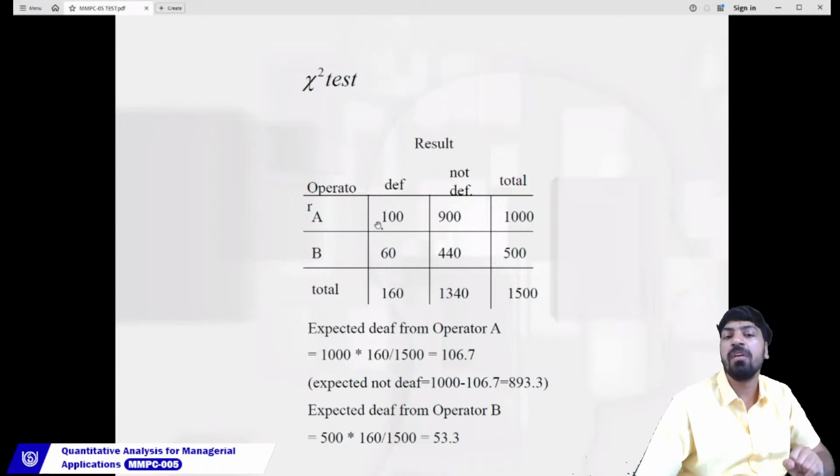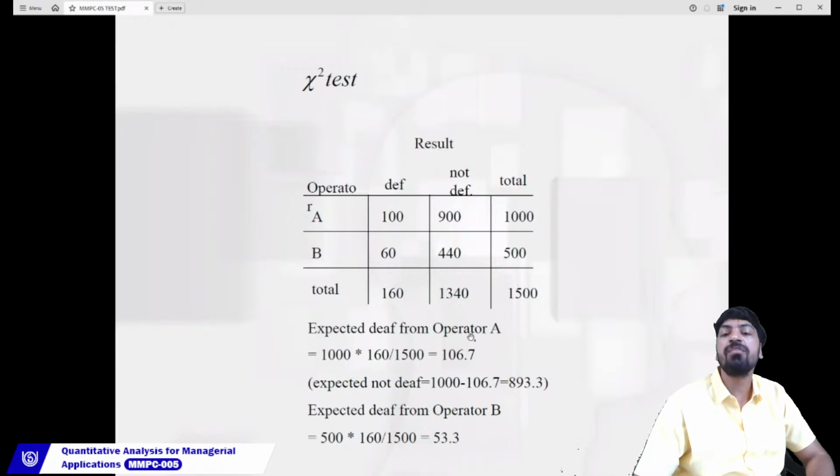What is the formula of expected frequency? It is row total times column total divided by grand total, that is 1500. So 1000 times 160 divided by the grand total 1500 gives you the expected frequency of operator A under deafness. The expected frequency for the observed frequency of 100 is 106.7.